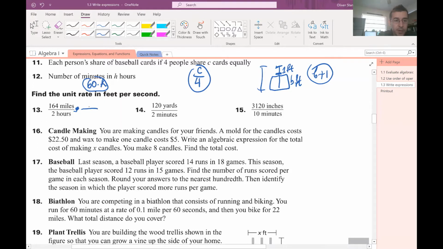We need to get feet here, and then times we need to get feet over seconds, so we need to get seconds here. Okay, now we need miles to cancel out with miles, so we need miles converted to feet. So 1 mile has 5,280 feet, and then we need hours canceled out, so we need hours here.